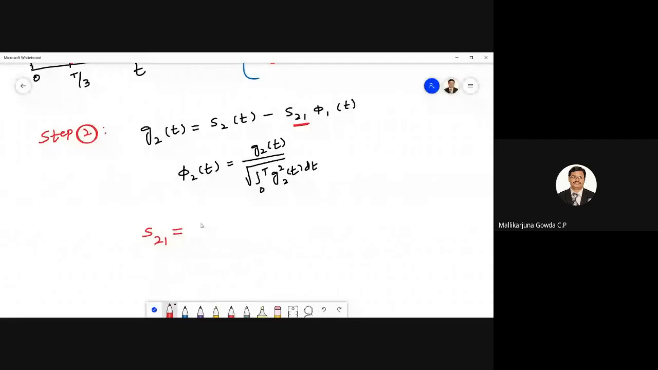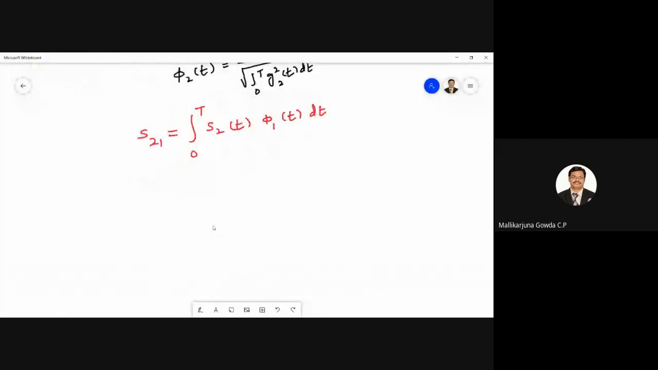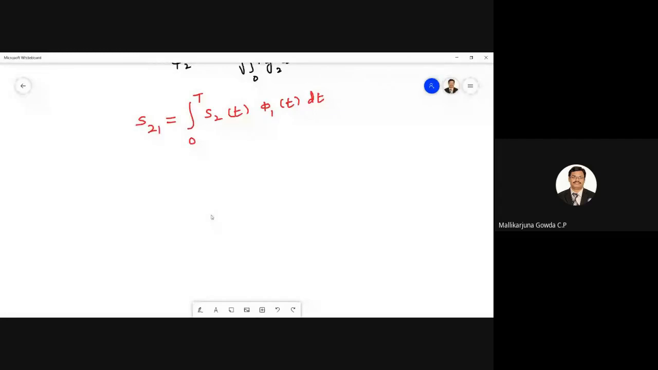Yes, S21. Integral 0 to t, S2 of t pi 1 of t dt. Yeah, integral 0 to t, right? S2 of t, then pi 1 of t, into dt. Is that fine? So now, see, S2 of t exists for what interval? What is the duration of the signal S2 of t? Yeah, that is 0 to 2T by 3.